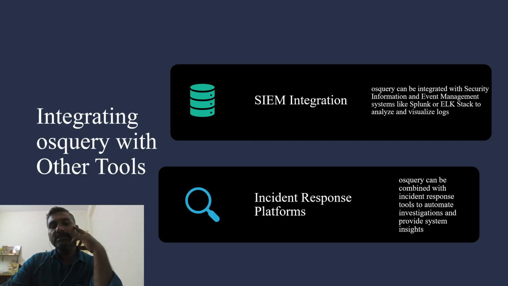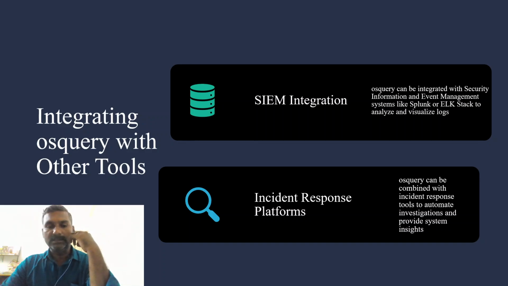Integrating with other tools, we have SIEM integration and incident response platforms. OSquery can be integrated with security information and event management systems like Splunk and the ELK stack to analyze and visualize the logs of the particular system. It can also be combined with incident response tools to automate investigation and provide system insights.